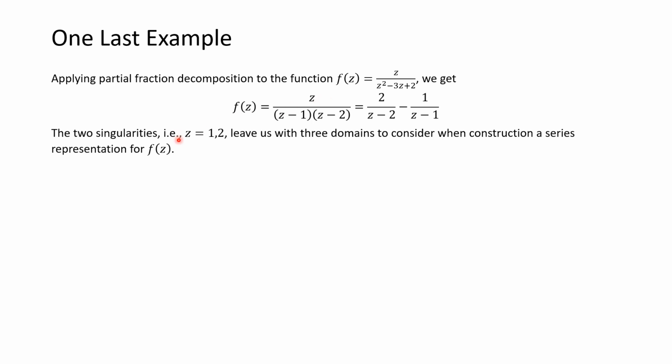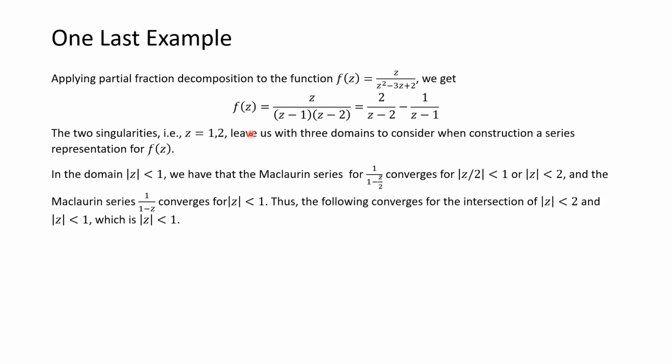So we have two singularities, one at 1 and the other one at 2. And that leaves us with three domains to consider: when the modulus of z is less than 1, when the modulus of z is between 2 and 1, and when the modulus of z is greater than 2. And each domain will give us a different Laurent expansion.